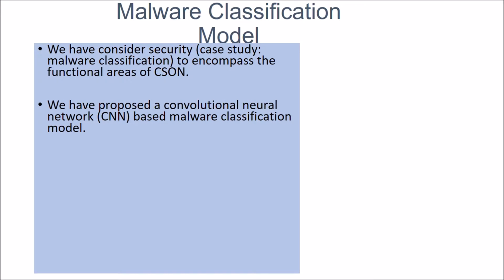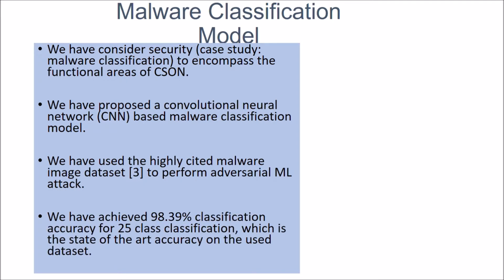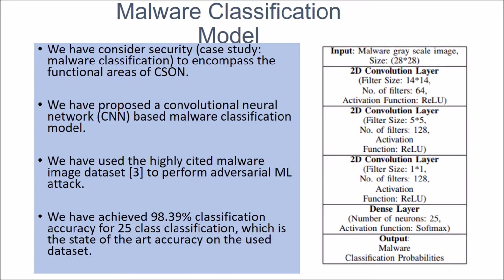Since there does not exist any standardized malware classification model based on machine learning, we took the liberty of coming up with our own model. We have used a convolutional neural network based malware classification model and a malware image data set, a very highly cited data set, and we have achieved 98.39% classification accuracy on 25 classes, which is actually the state of the art accuracy on the used data set. And this is the model that we have used.